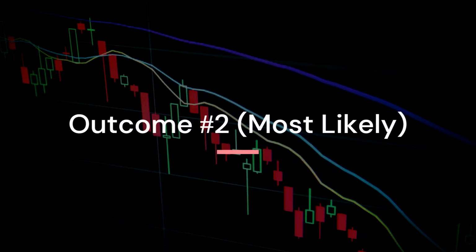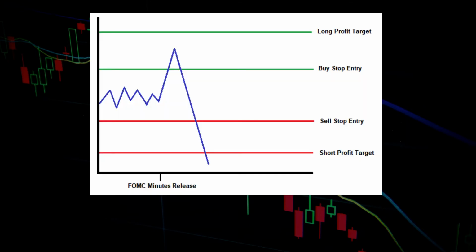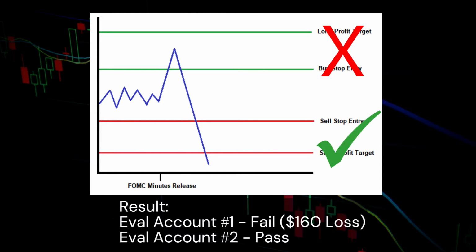The second outcome is that price initially spikes in one direction to trigger one account stop order, but then reverses in the opposite direction even harder. I'd observed that sometimes the first move is actually the fake out before the bigger move in the opposite direction. This reversal would auto-liquidate the first account from hitting the trailing liquidation threshold after entering the trade, and would trigger the second account's opposite stop order to enter and hit the profit target on the second account. This would result in instantly passing the evaluation on one account and failing the other one, essentially a net loss of $160, which is the cost of the evaluation account that failed.